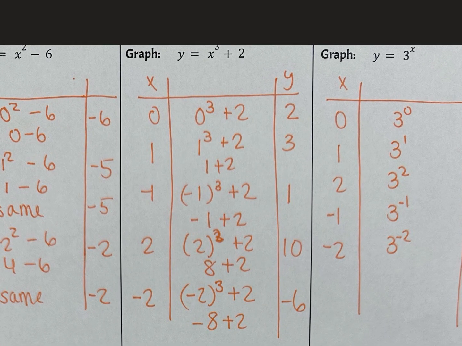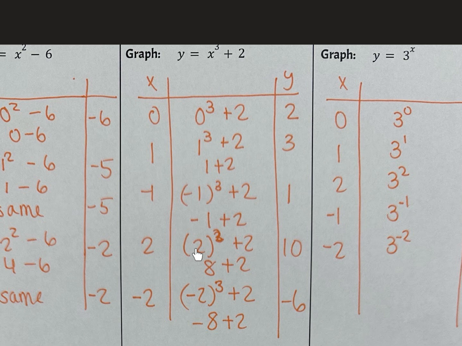All right, we're graphing this one. I'm going to pick 0, 1, negative 1, 2, negative 2. However, nobody is the same this time. 0 times 0 times 0 plus 2. 1 times 1 times 1 is 1 plus 2. Negative 1 times negative 1 times negative 1 is negative 1 plus 2.